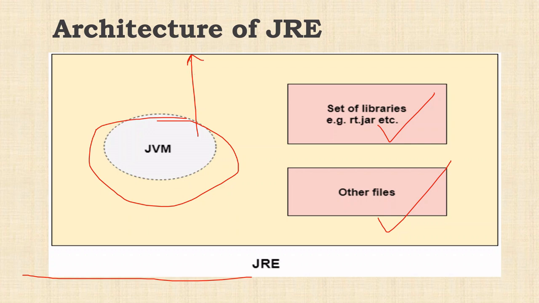Just now we saw it takes the .class file, the bytecode, and runs it with the help of memory management and the JIT compiler. JVM is available inside the JRE. So the JVM and the set of libraries and other files are responsible to run your Java application. So this is the architecture of the JRE. I think you understood easily.